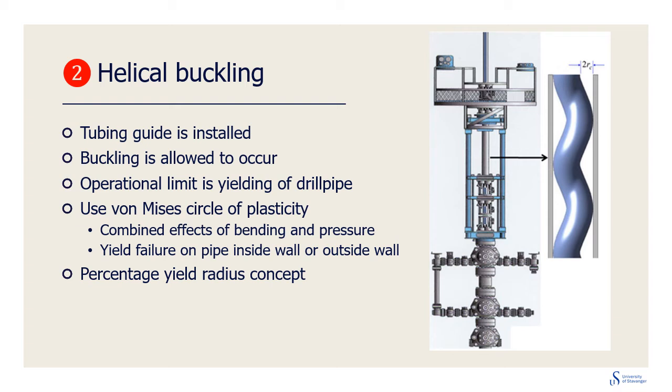If the pipe is compressed and buckled beyond yielding, we have drill pipe pressure control issues due to permanent change in shape. The pipe becomes permanently corkscrewed, and we no longer get a good pressure seal in the BOP. In the following, we introduce a dimensionless yield circle and define a concept that we call percentage yield radius.